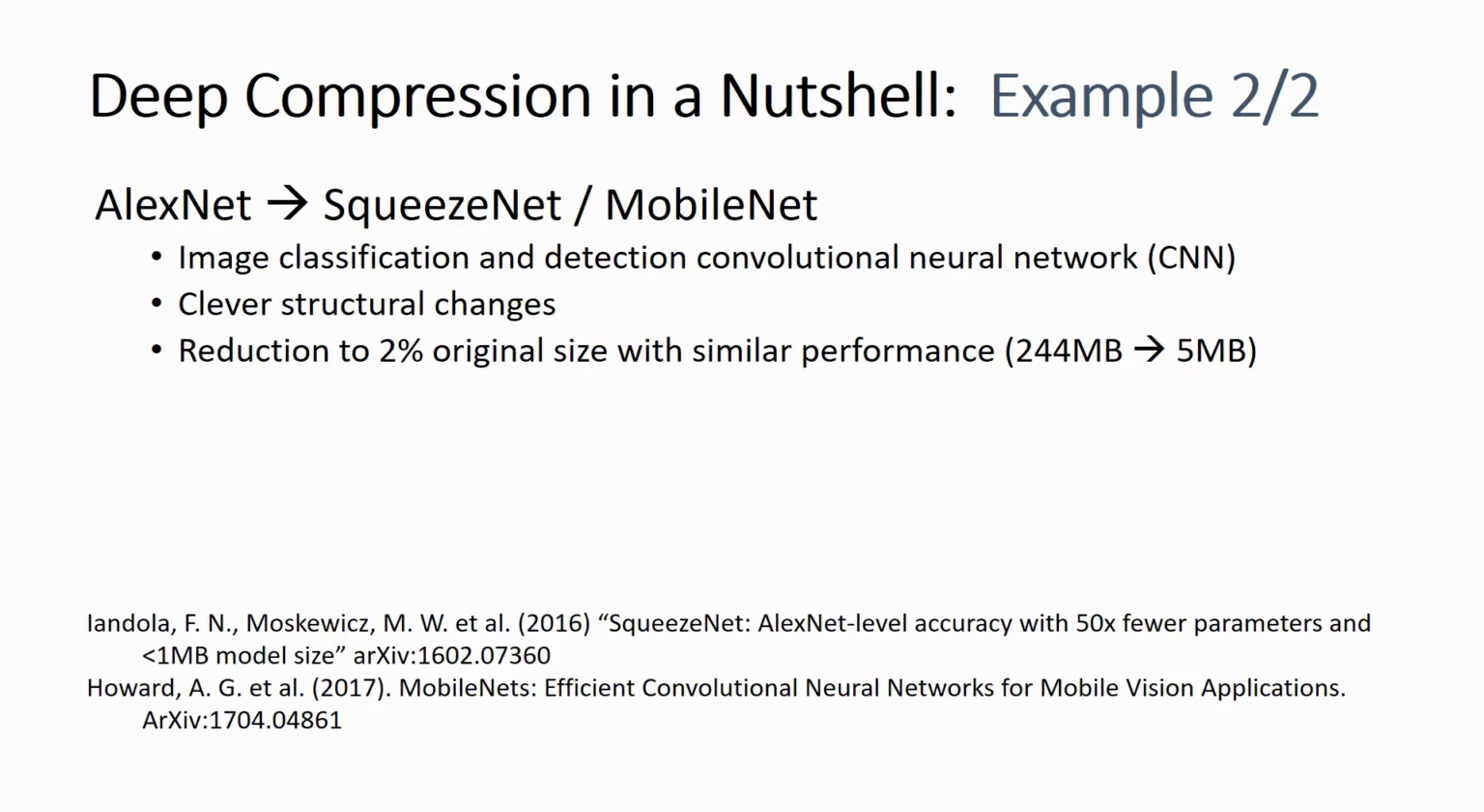Another example is the reduction of AlexNet to SqueezeNet or MobileNet. AlexNet was a very successful but bulky image classification and detection convolutional neural network. Through some clever structural changes, researchers achieved a reduction to about 2% of the original size with similar performance.